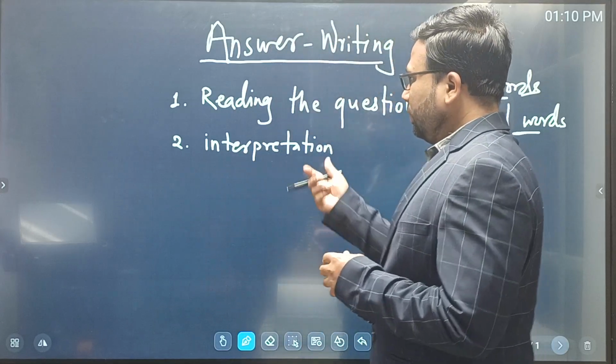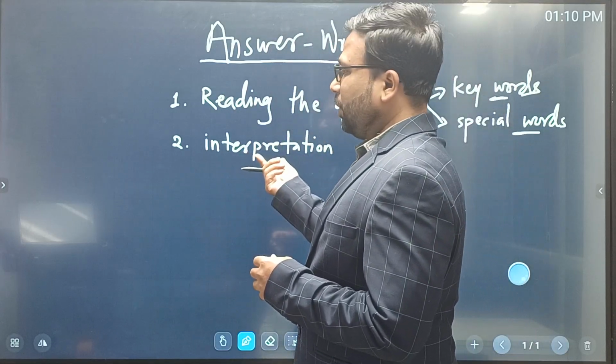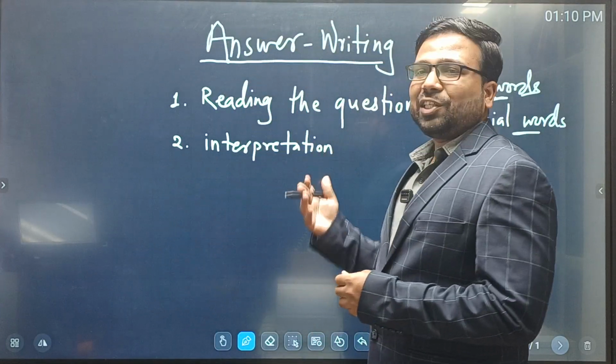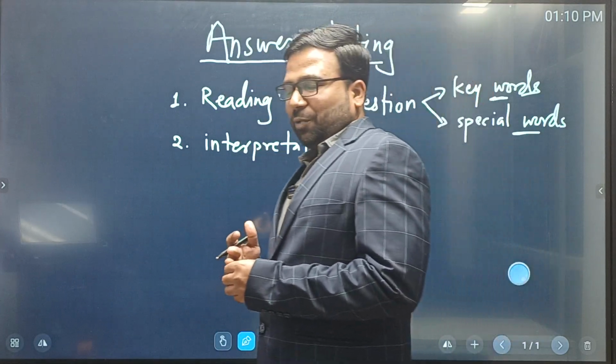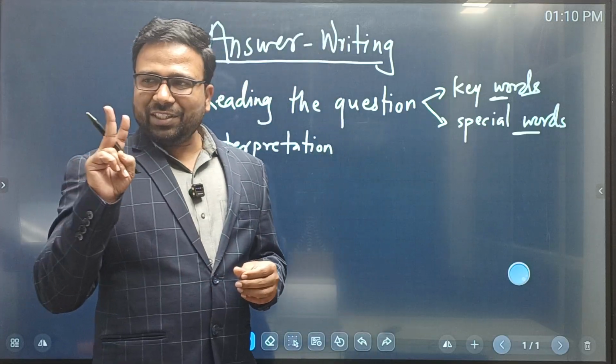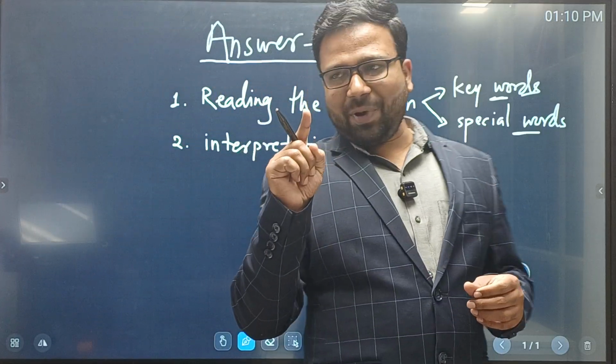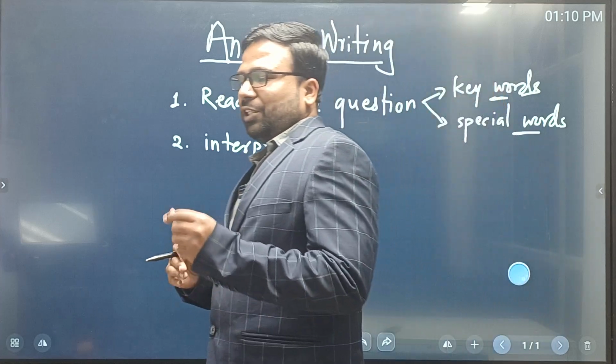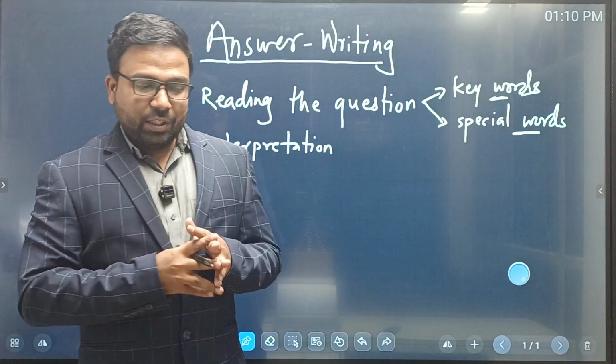Interpretation becomes particularly crucial when it comes to the essay paper. Why? Because the essay paper carries only 2 questions, with 1 essay for 125 marks, and there interpretation is equal to 125 marks.